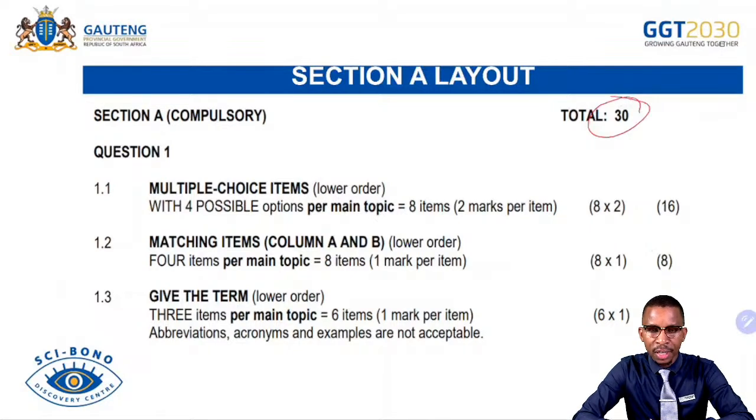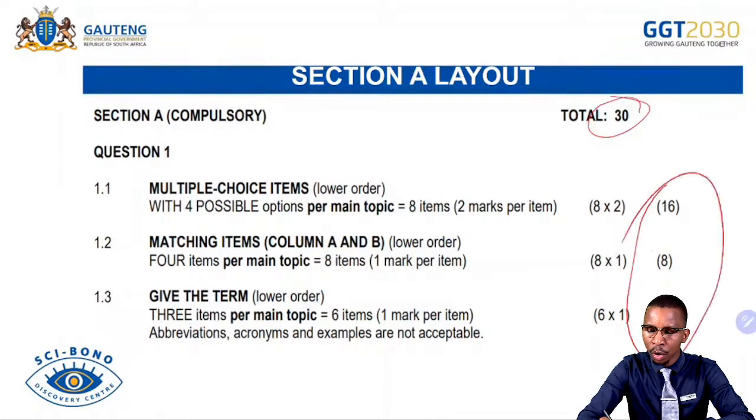And then in 1.3, it's just the provision of the term or the concept. So in there, you need to really know your content so that you can provide the correct concept or term. You must avoid writing abbreviations or acronyms because they are unacceptable. So all in all, these will be giving you 30 marks.